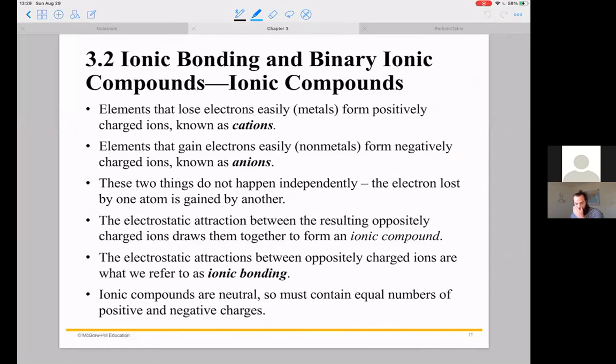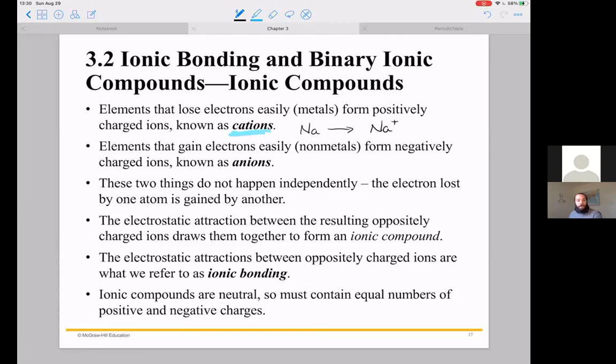Okay, we talked a little bit last chapter about how metals lose electrons really easily and thus become cations. So a good example would be sodium loses an electron and goes to the sodium ion. These cations, when you lose an electron, you have a positive charge, right?